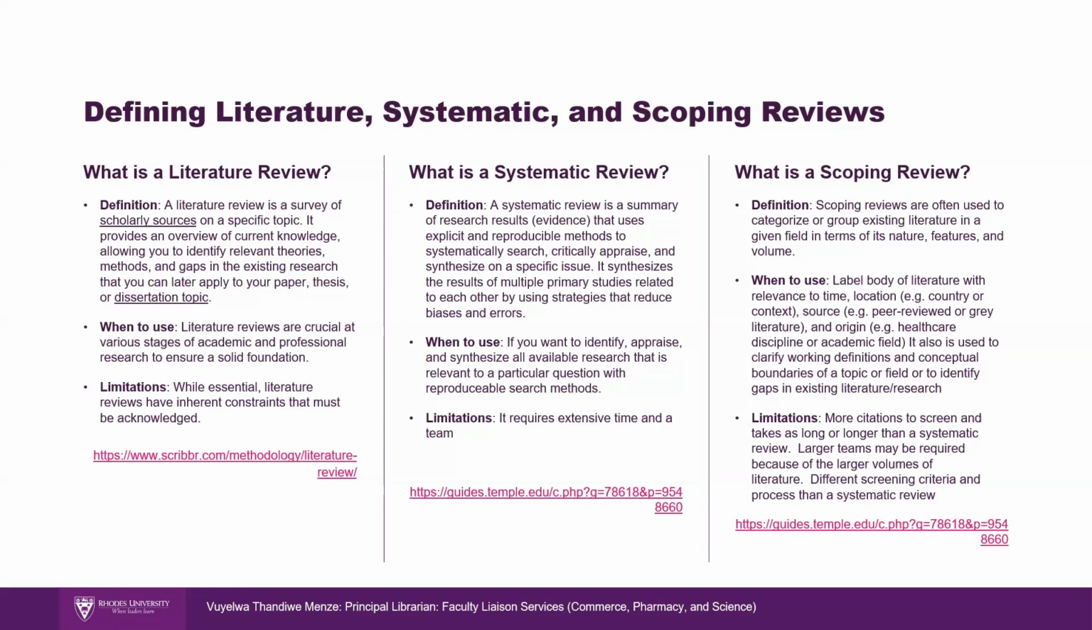It is also used to clarify working definitions and conceptual boundaries of a topic or field, or to identify gaps in existing literature or research, and the limitations of using a scoping review. There are more citations to screen, and it takes as long or longer than a systematic review. Larger teams may be required because of the larger volumes of literature, different screening criteria and process than a systematic review.